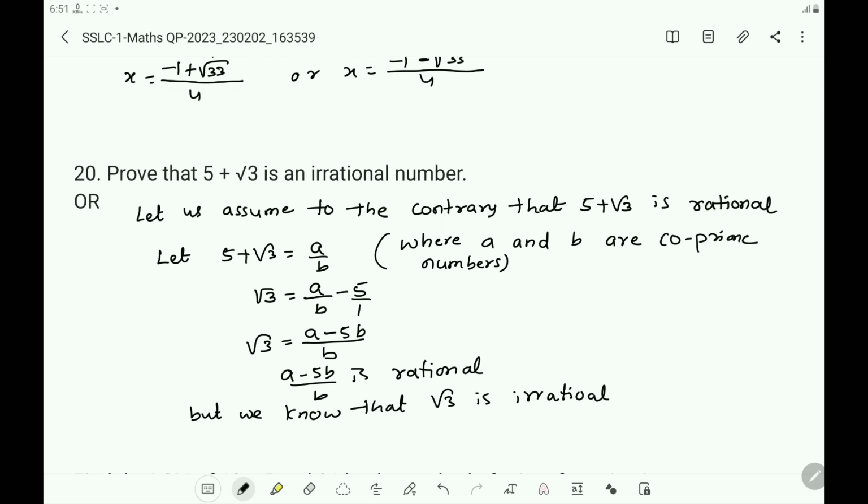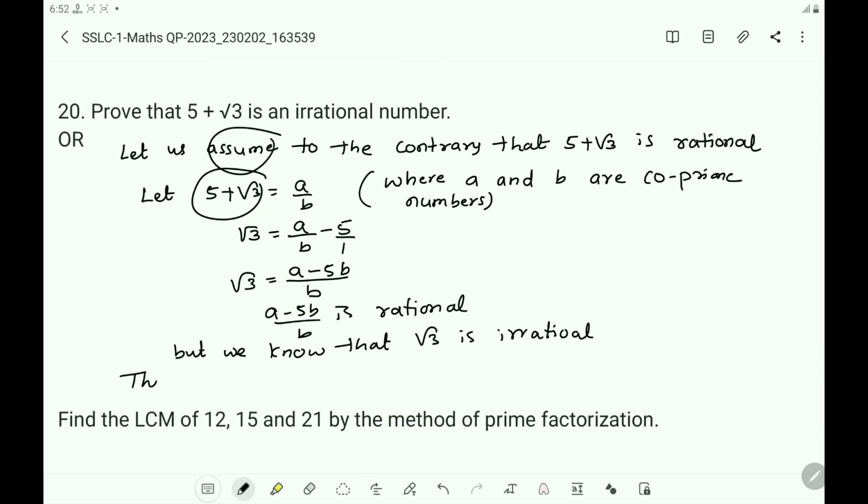So this contradiction arises due to our wrong assumption. So here we have taken that 5 plus root 3 is rational. Our assumption is wrong. So you can conclude, 5 plus root 3 is irrational. So you write this contradiction has arisen because of our incorrect assumption.